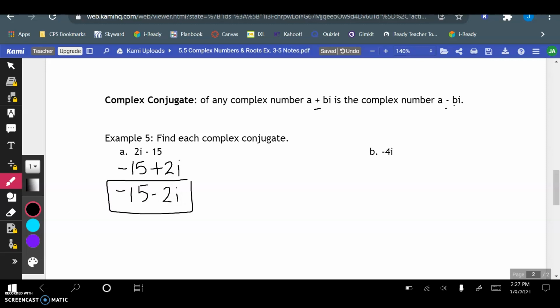So just make sure it's in the form of a plus bi first. This one, the i is your b value. We don't have an a value, so it's actually 0. So it's 0 minus 4i. So we have to make that negative opposite, so it's going to be 0 plus 4i, and 0 plus 4i would just be 4i.